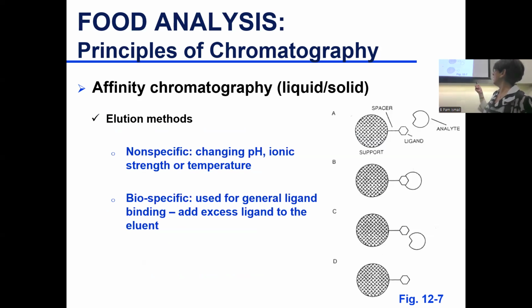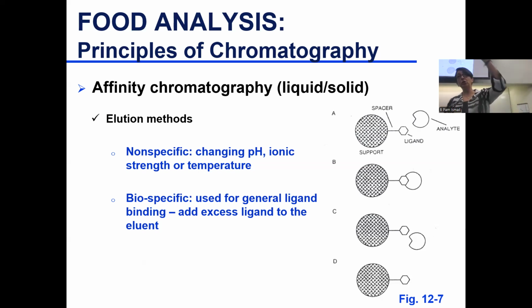So once your analyte is bound, now you want to get it out. You can get it out with two elution methods. Either non-specific, where you can change the pH or the salt content or the temperature. This disrupts interactions with your ligand. So if you change the pH and the ionic strength, you change the charge on your molecules. You also, if you change the temperature, can break down hydrogen bonds.